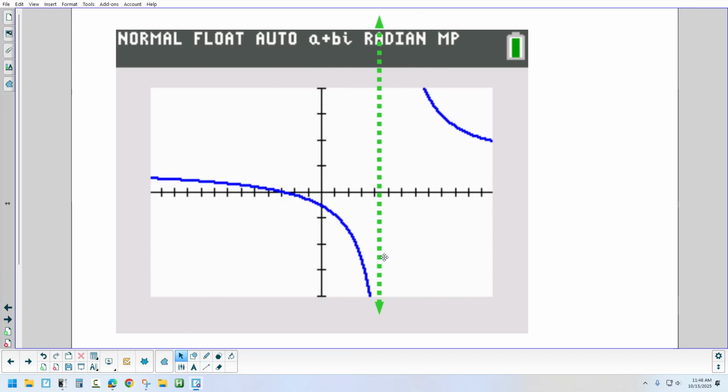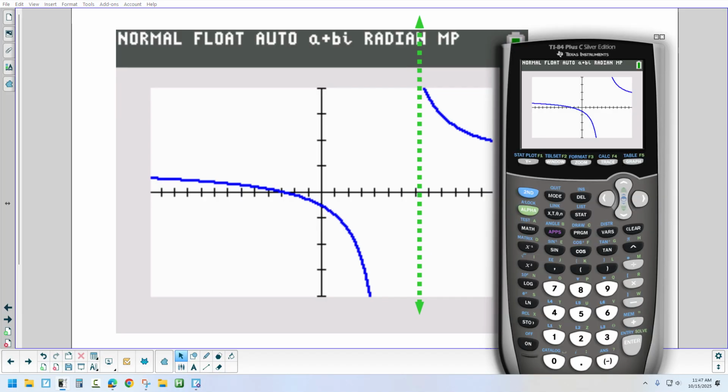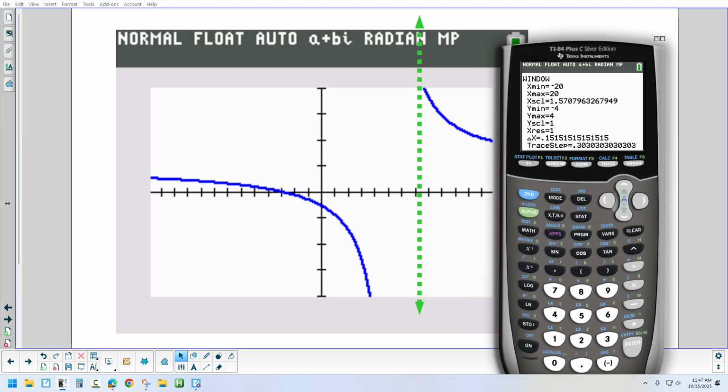1, 2, 3, 4, 5, 6, 7. I don't think my tick marks are going by 1s. That's why. Let's make the tick mark go by 1s, then it'll look better.